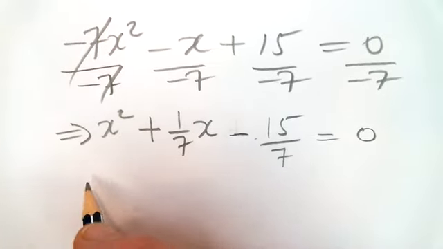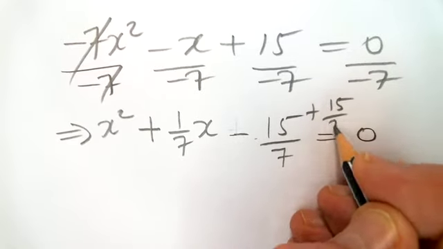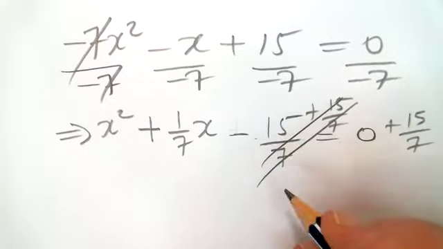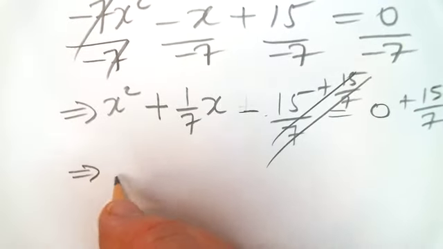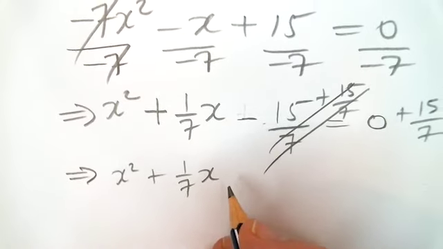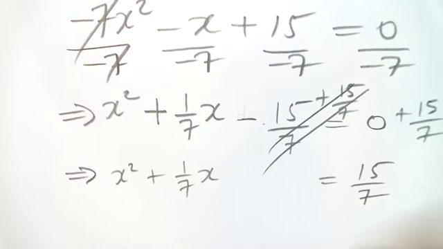Now I'm going to rewrite this, and I'm going to add 15 over 7 to both sides. So now I'm left with x squared plus 1/7 x, or x on 7 if you like, is equal to 15 over 7. This is looking good.